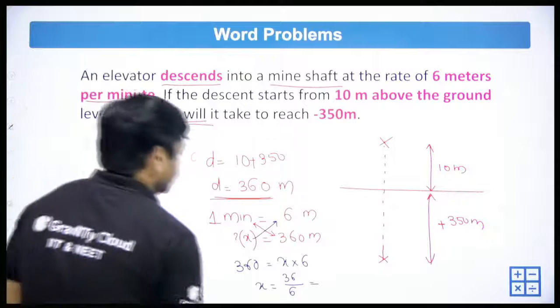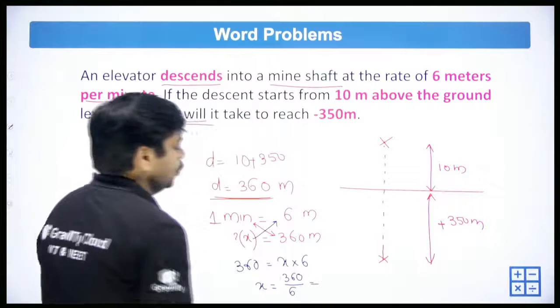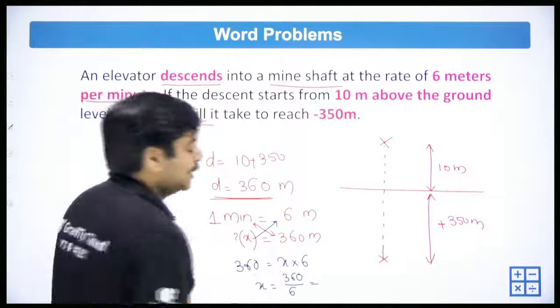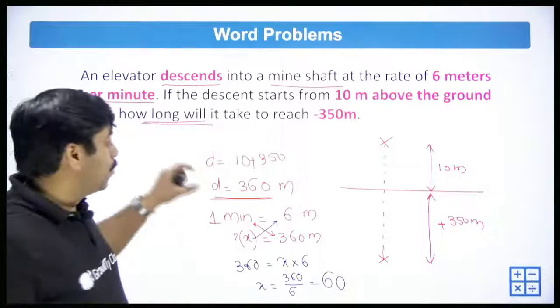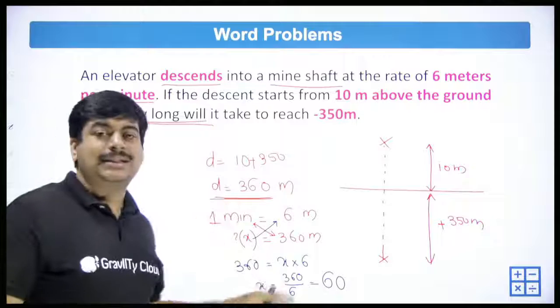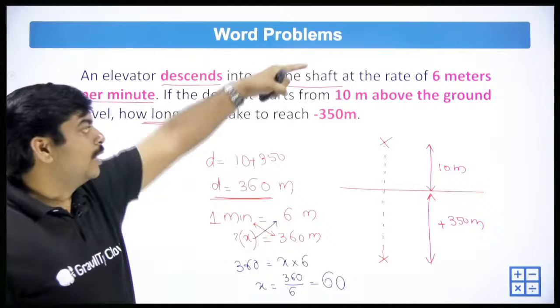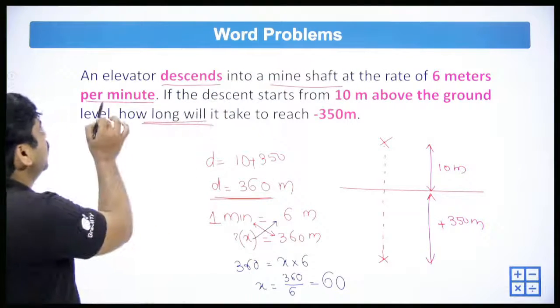Right. So 360 by 6, you know that 6 ones are 6 and 6 sixes are 36, so you will get a total of 60. What are the units? Is it 60 seconds or 60 hours? You know that it is 6 meters per minute.